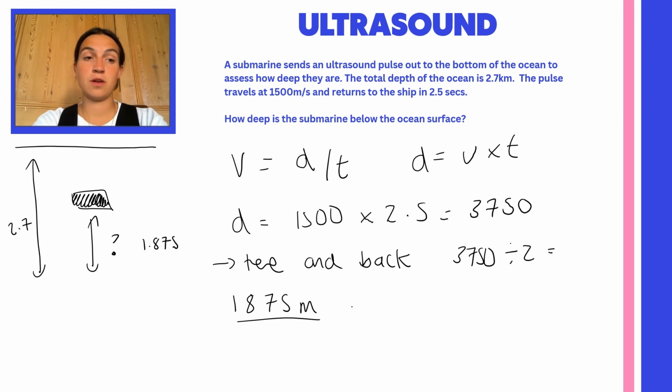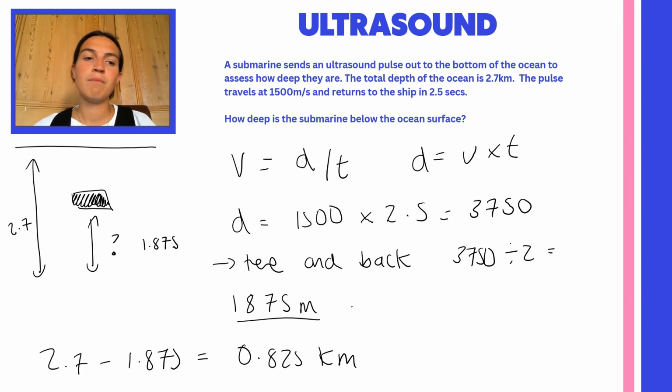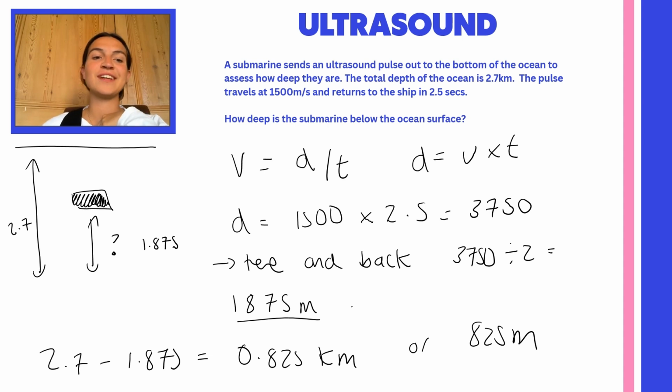Okay, but I didn't want that. I actually wanted to know how deep is the submarine below the ocean surface. To find that distance, I need to take the total depth of the ocean minus how far the submarine is from the bottom of the ocean, and that gives me 0.825 kilometers or 825 meters.